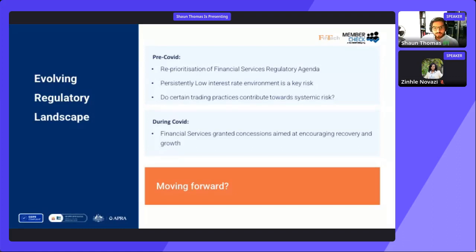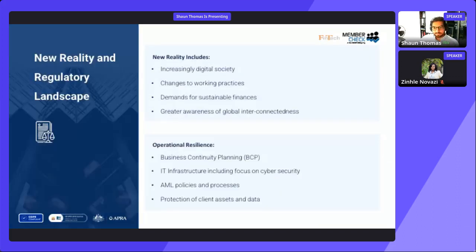During the pandemic, we saw that financial services were granted certain concessions, including the use of capital buffers, easing of reporting and disclosure requirements, changes to market position limits, and delays to implementations or consultation deadlines. With the concessions being granted, the aim was to encourage recovery and growth and to ensure that this happened in a controlled way in the interest of financial stability and investment protection.